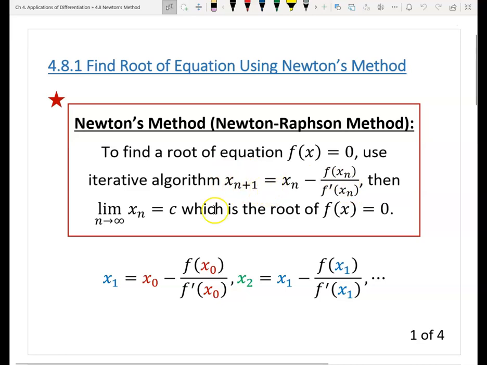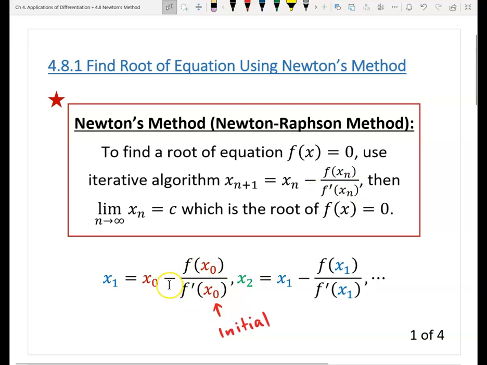What does this mean? Let me show here. Suppose we have one number, x0, which we call the initial value. The algorithm starts from this initial number, and then we plug it into this formula. This time n equals 0, right? Therefore, we can get x1 equals x0 minus f at x0 over f prime at x0.